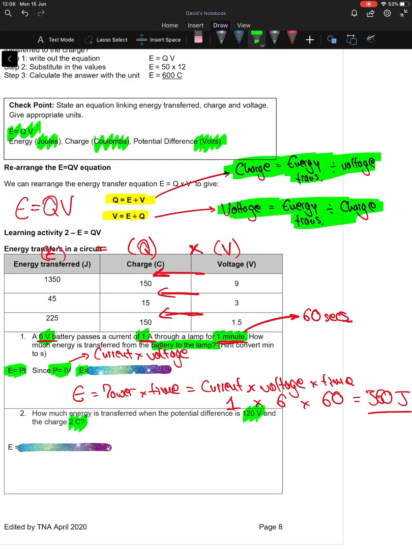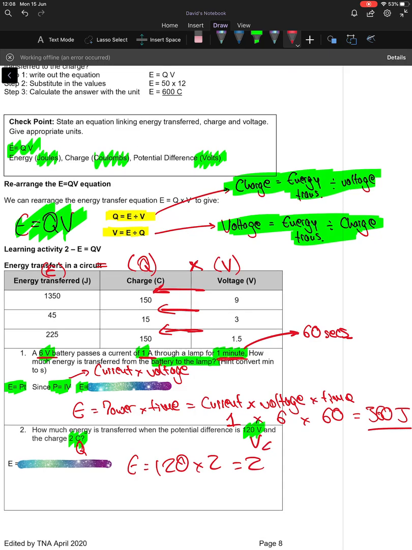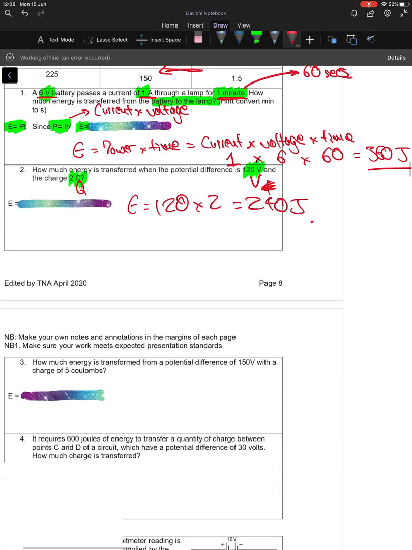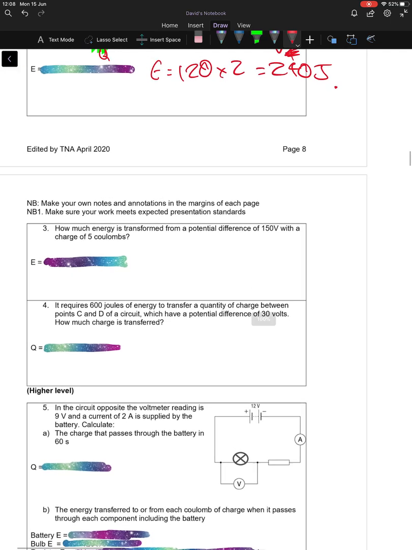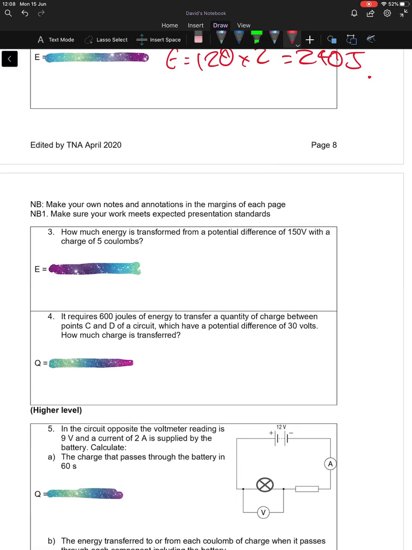How much energy is transferred when the potential difference is 120 volts and charge is 2? We've got a V, we've got a Q. So according to this, what do we need to do with them? Times them together. So E equals 120 times 2 gives 240, and it's energy. So it would be joules.